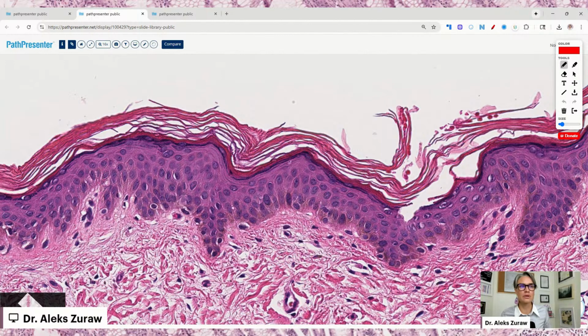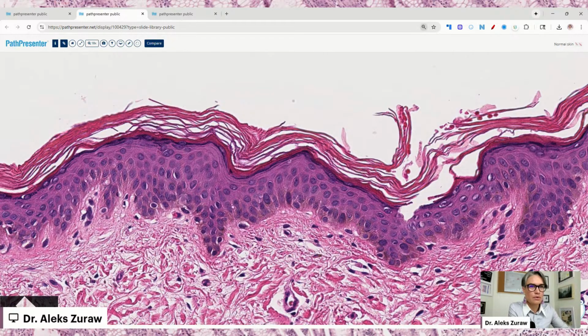So here we're going to be talking about the layers of this epidermis. And similar to how we did for the retina, I'm going to show you the layers first on screen.